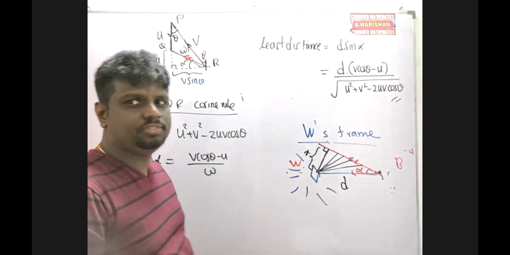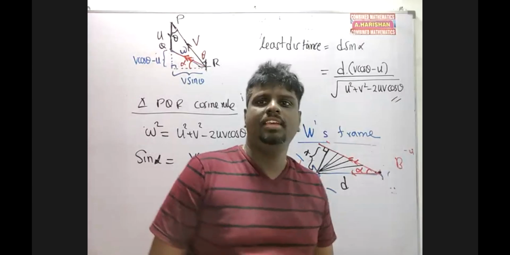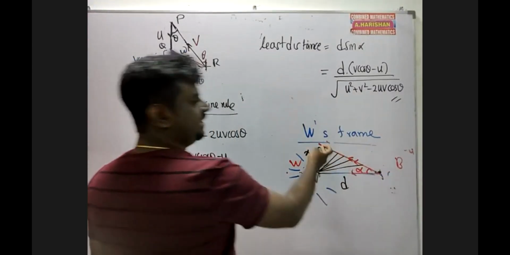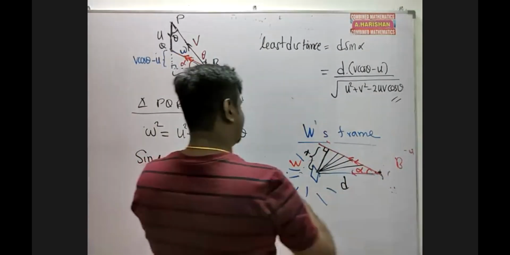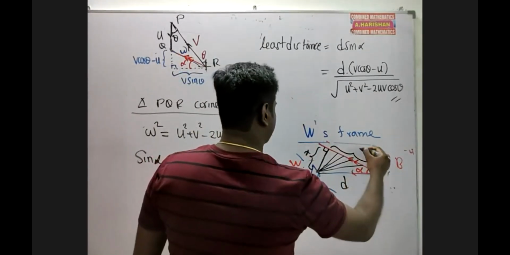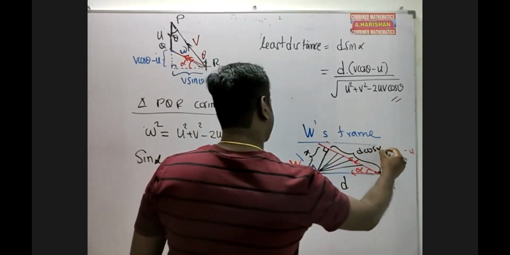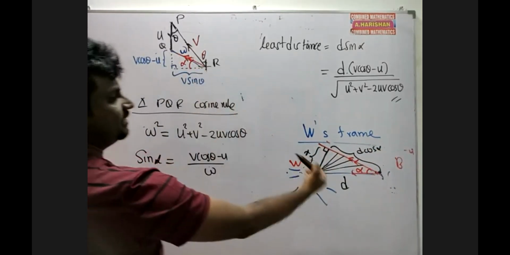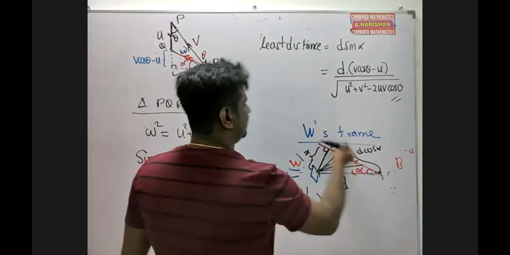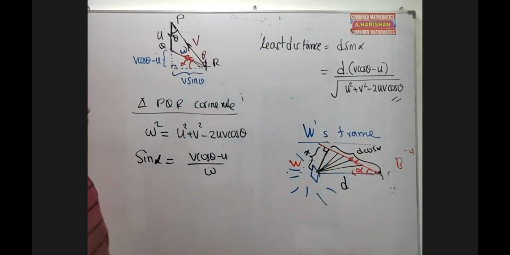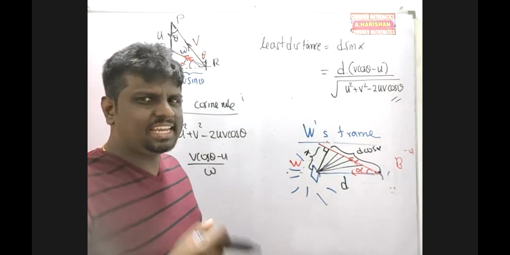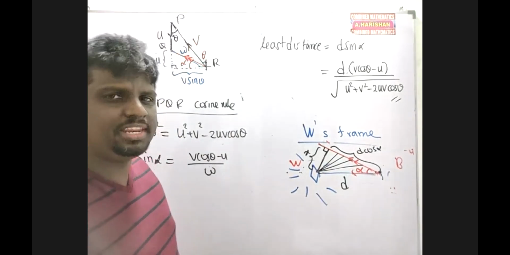Time taken means from here to here, so we have to divide this distance, that is d cos alpha, by that velocity. What velocity? W. You divide this distance by that velocity. Okay, that is the normal method.